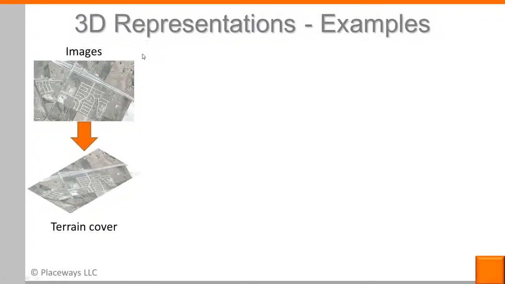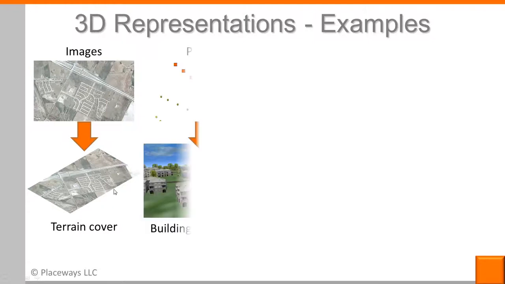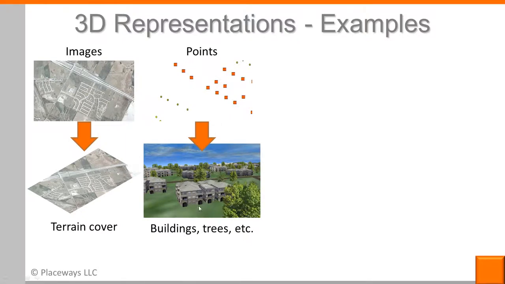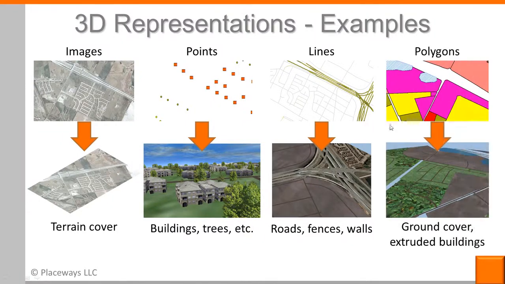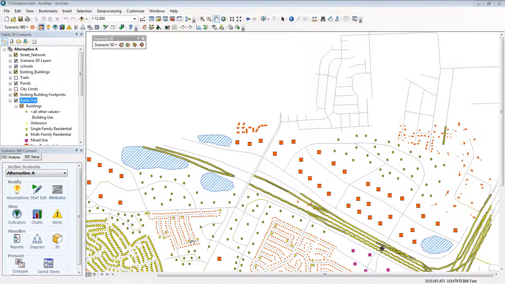Now here's the general concepts of how it goes from 2D to 3D. Images in 2D become terrain cover in 3D. Points in 2D become buildings, trees, and other objects. Lines in 2D usually turn into roads or fences or sometimes walls. And polygons in 2D usually turn into ground cover like parking lots or lawns, or perhaps turn into what we call extruded buildings, which are building footprints that have been expanded in the vertical or Z direction. So let's look at doing that in the Scenario 3D exporter.